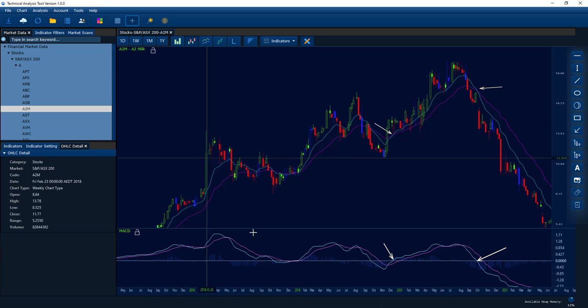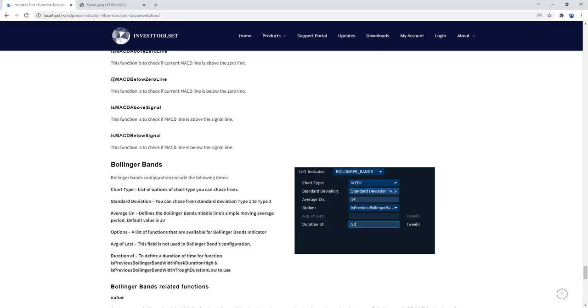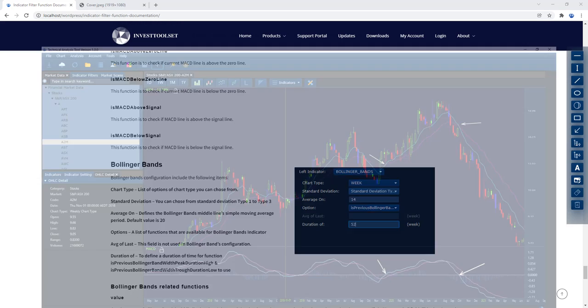However, this function will tell you exactly which shares have their MACD lines above the zero line. Again, in the contrary, another function is MACD line below zero line. It's the totally opposite situation, and this function will give you all the stocks whose MACD line is below zero.